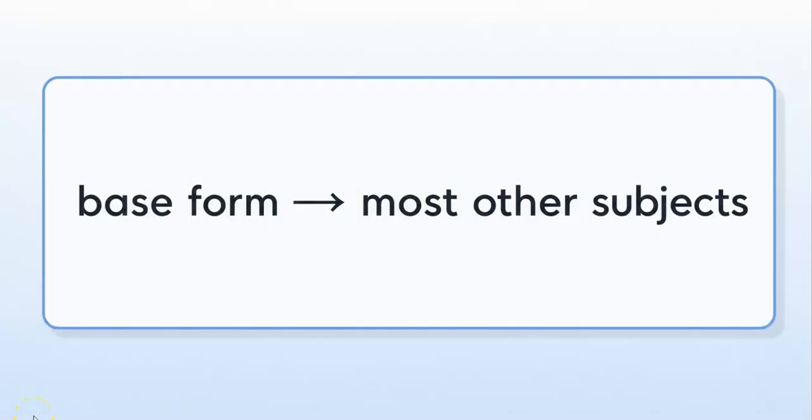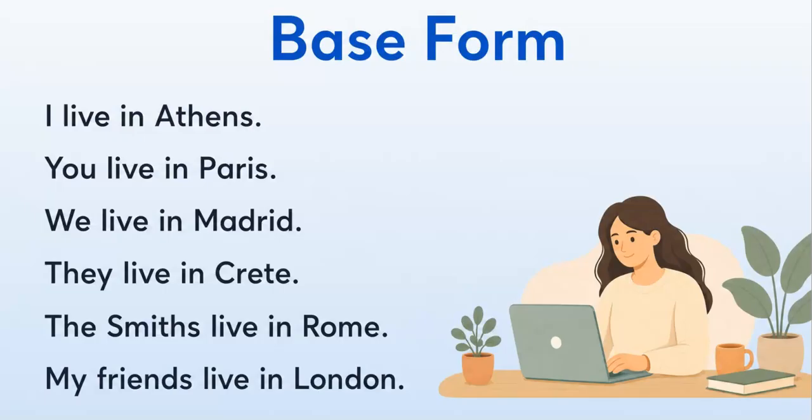Most other subjects use the base form in the present tense. For example, I live in Athens. You live in Paris. We live in Madrid. They live in Crete. The Smiths live in Rome. My friends live in London.